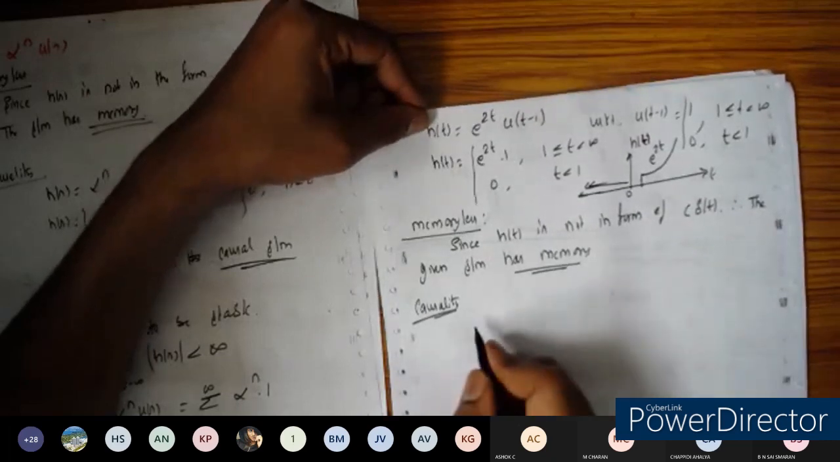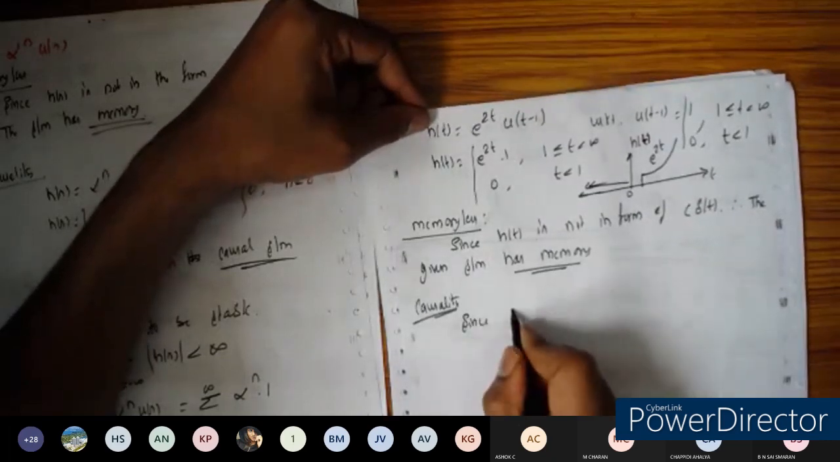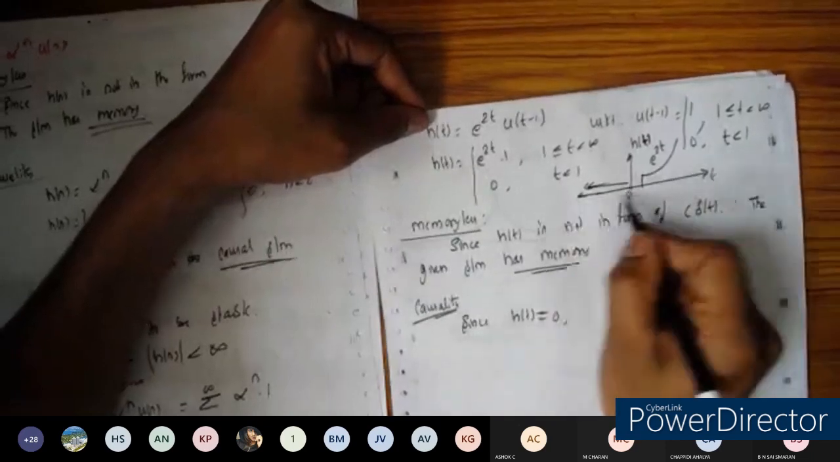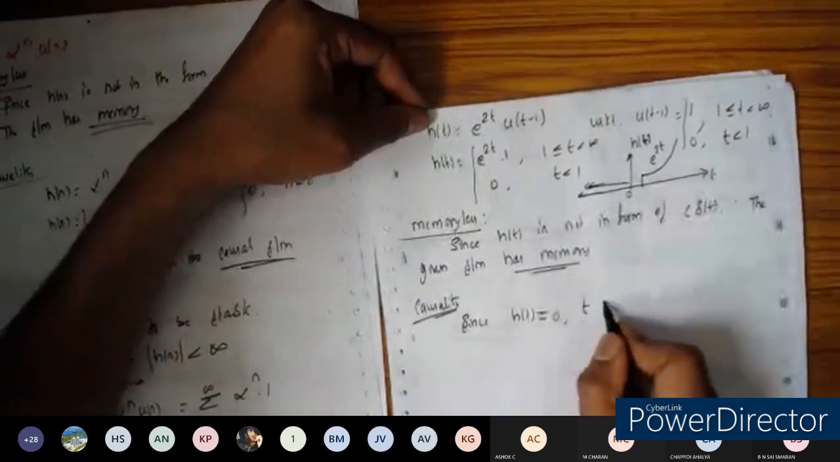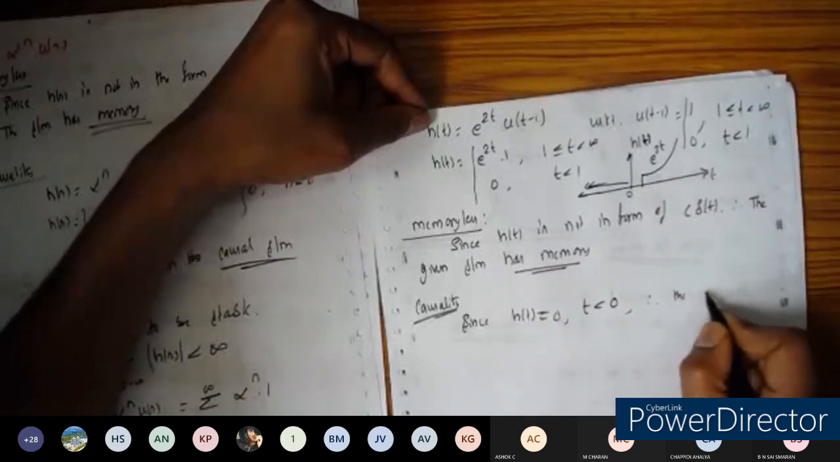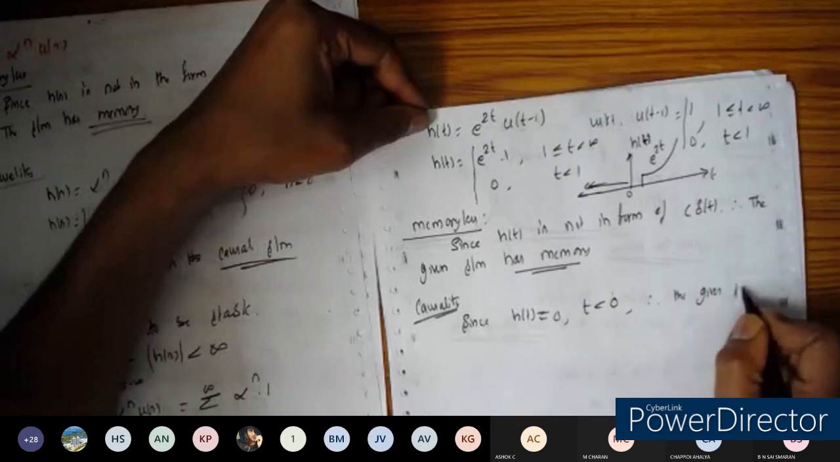That's it here. So you can take, since h of t is equal to 0 for t less than 0, therefore the given system is a causal system.